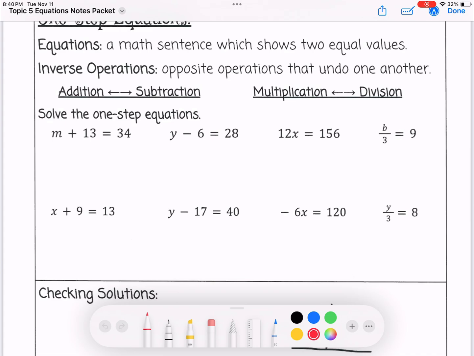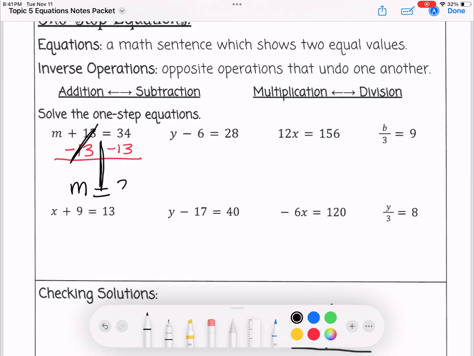So let's jump into the first one. We need to get the m by itself. So to get m by itself, right now it's saying add 13. So to get rid of that, we need to subtract 13 from both sides. So I'm going to go ahead and write in minus 13 on the left, minus 13 on the right. The equal sign is what separates my equation into those two sides. I don't always draw that line, but you can if it helps you.